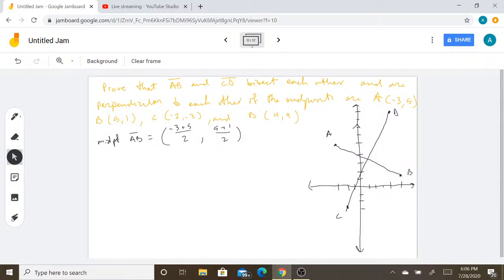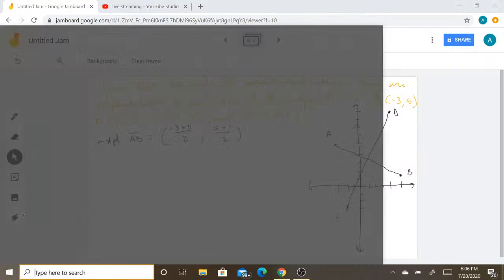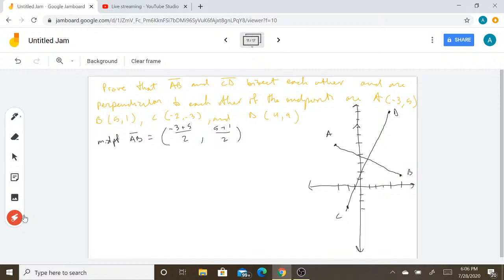So here, all I did was take the x coordinates of A and B, which you can see A has an x coordinate of -3 and B has an x coordinate of 5, and we took the average of that, so we added them together and divided by 2, and then we did the same thing for the y coordinates. And if we simplify this, we get the midpoint of the segment, which is (1, 3).